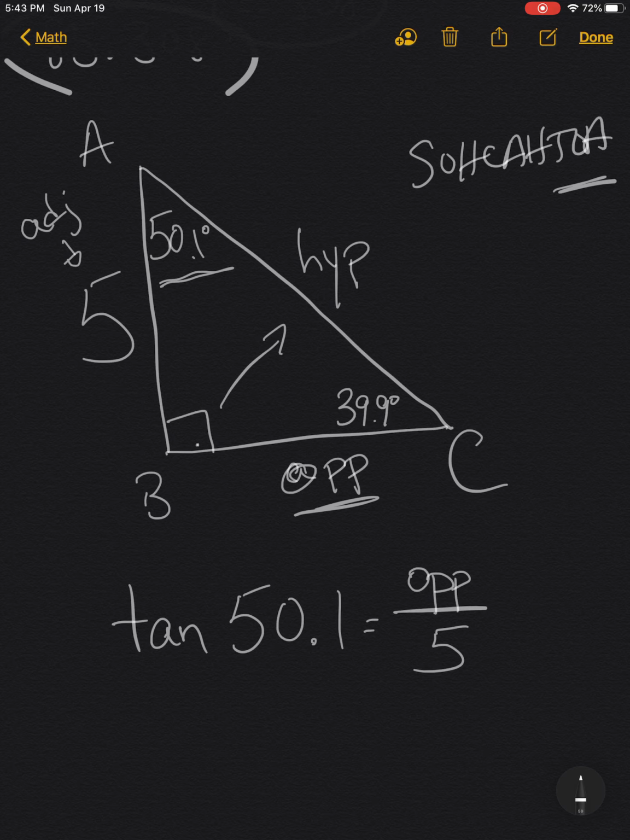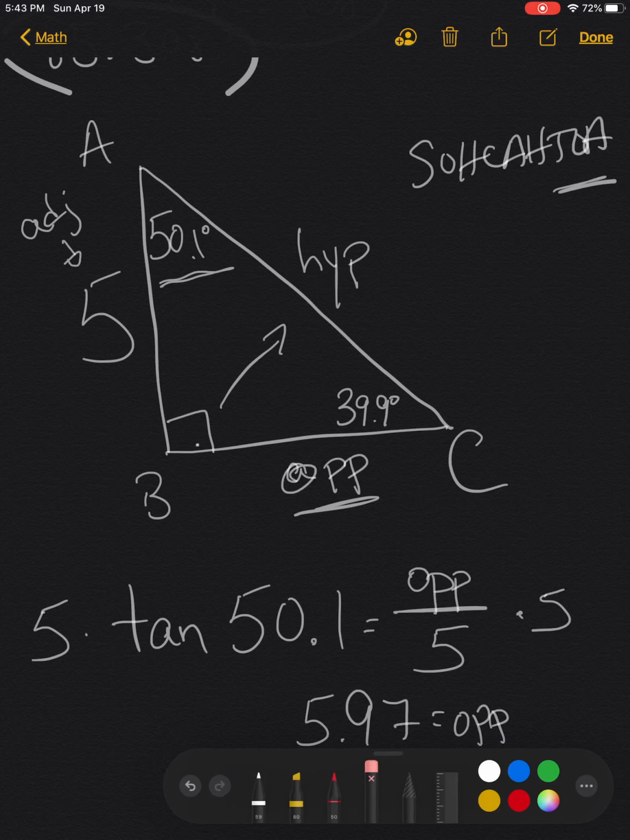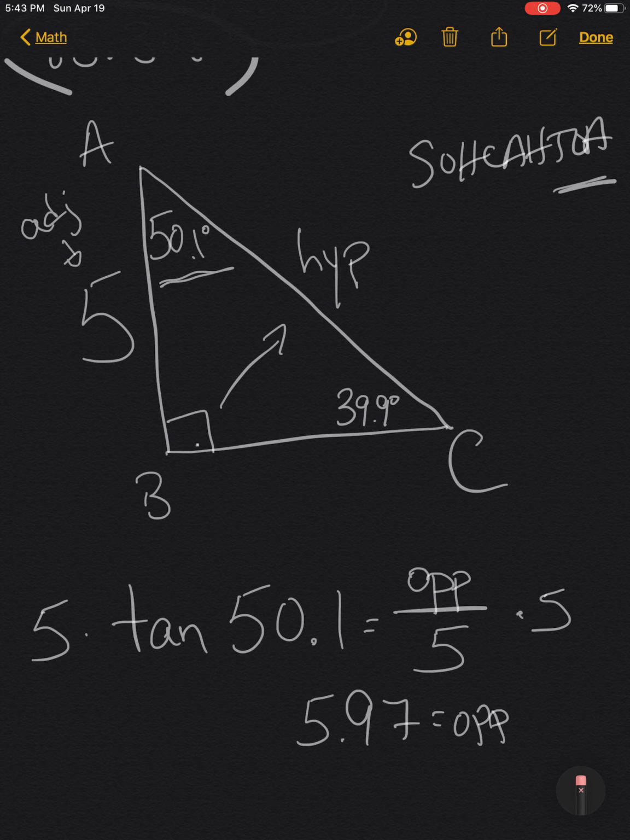All right, now what would you do? If you want, pause this video and see if you could get the answer. Multiplying 5 by both sides, plugging that all into my calculator, I will result in approximately 5.97 for my opposite. Okay, so now I know that this opposite here is 5.97.